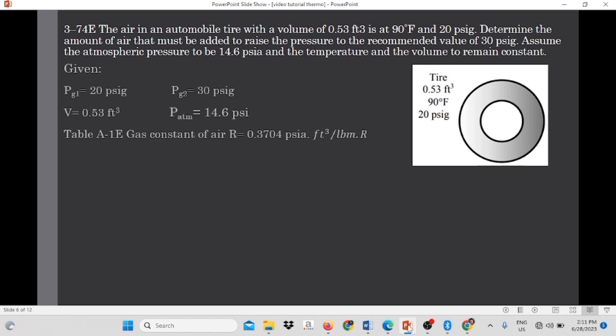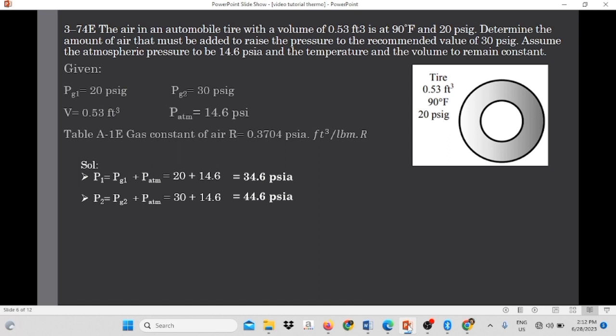So the equation that we're going to use is: pressure is equal to P gauge plus P atmospheric. First, we're going to find pressure 1. Pressure 1 is equal to P gauge 1 plus P atmospheric. So our P gauge 1 is 20 and P atmospheric is 14.6, so 20 plus 14.6 is equal to 34.6 psi. Our pressure 2, which is equal to P gauge 2 plus P atmospheric, is equal to 30 plus 14.6, which is equal to 44.6 psi.